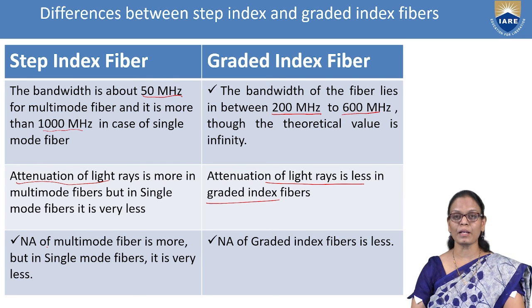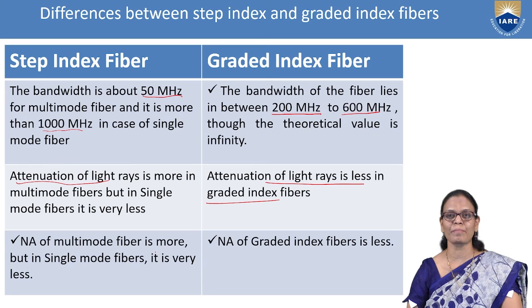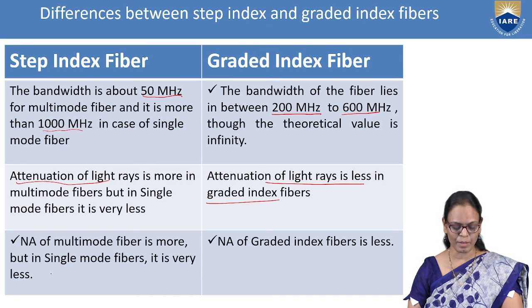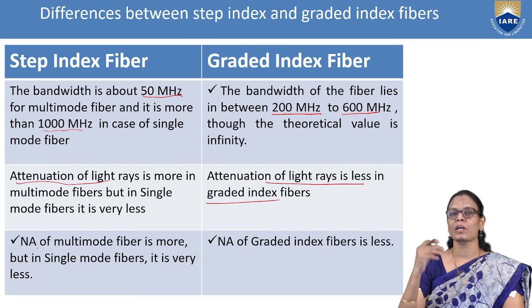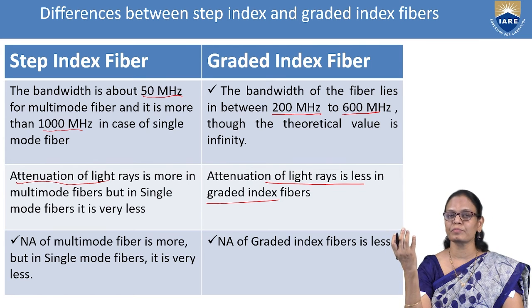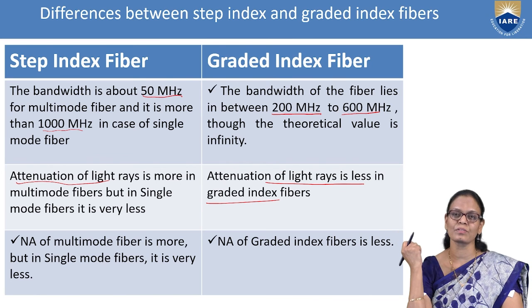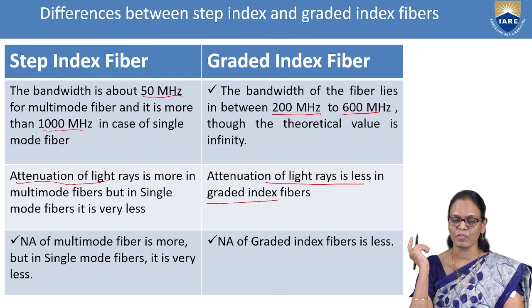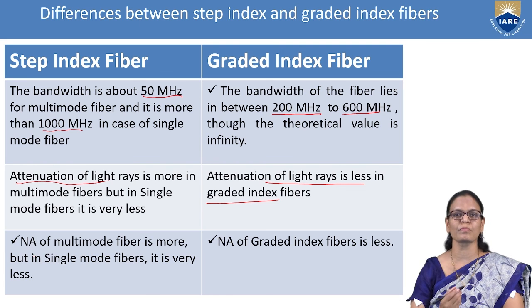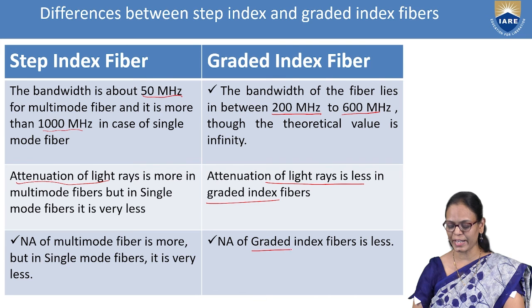Then the numerical aperture of a multimode fiber is more, but in single mode fiber it is less. Numerical aperture here always represents the angle or the mode of propagation for the signal to travel through the optical fiber. The more the numerical aperture, the more easily it can travel. The numerical aperture of a graded index fiber is less.